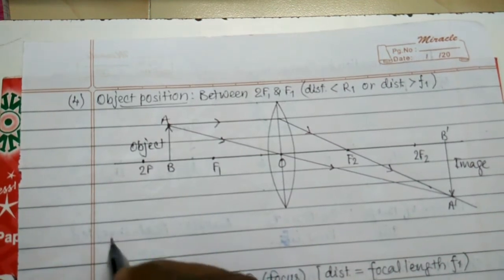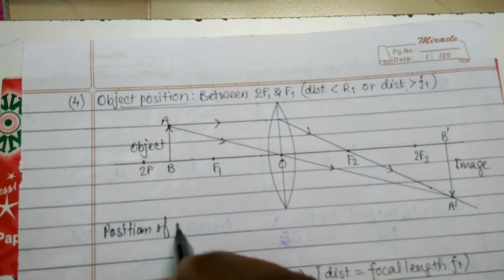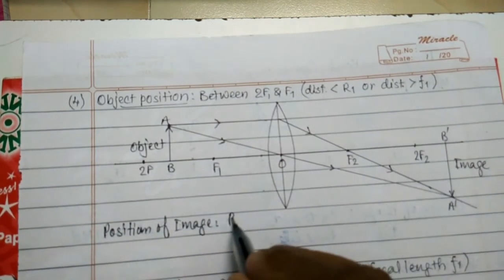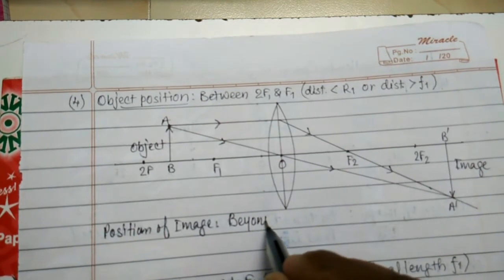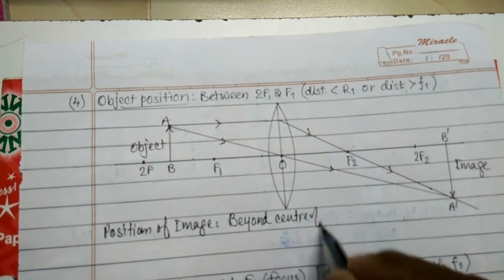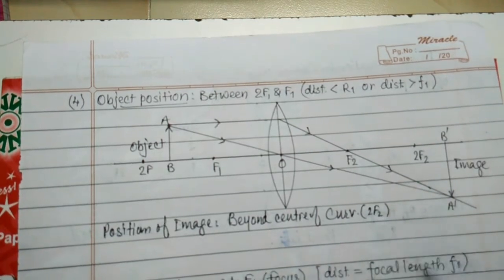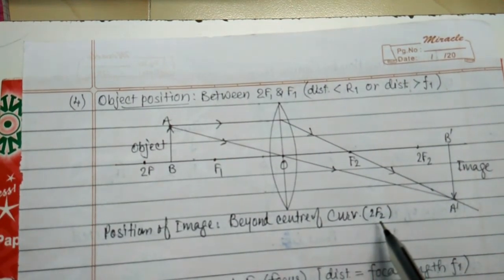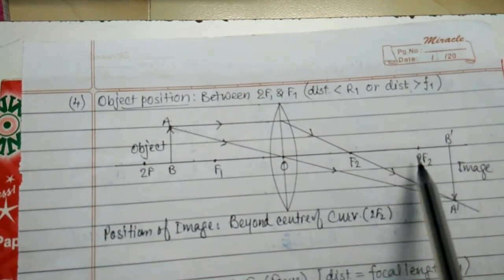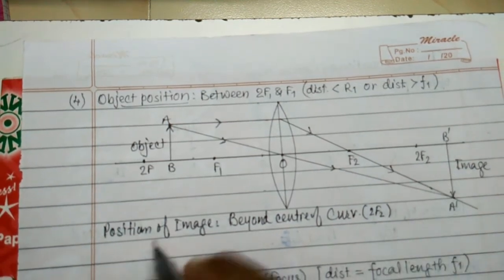Now, position of image: beyond the center of curvature 2f2. 2f2 is necessary because 2f2 represents the side, the image obtained on the other side of the lens. So 2f2.